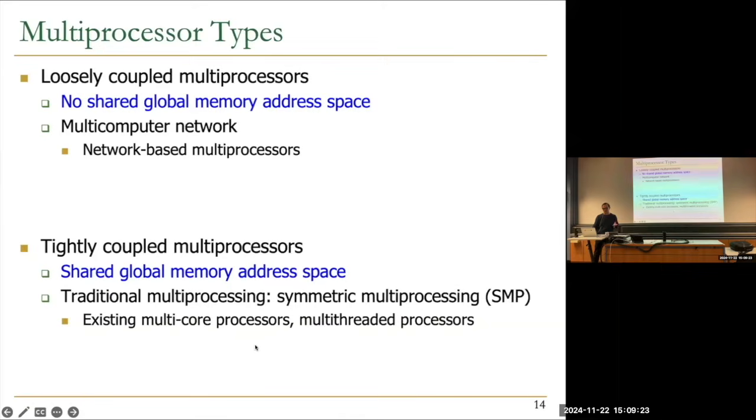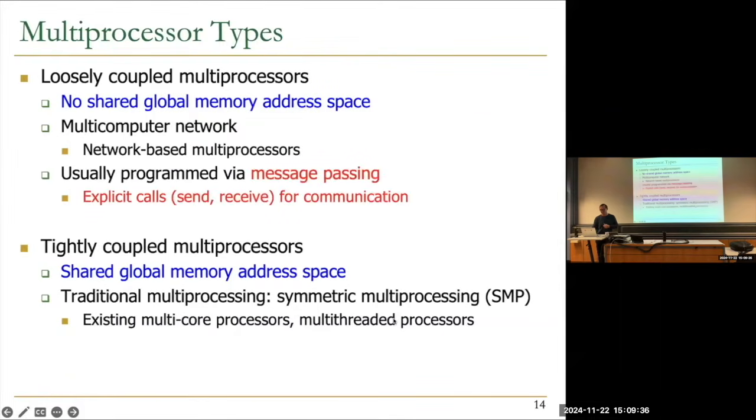Okay, so this is more traditional multiprocessing. We're going to focus more on the tightly coupled part. It's also called symmetric multiprocessing. I don't like that name that much, because what does symmetric mean? It assumes something. Essentially, existing multi-core processors or multi-threaded processors are this way. Loosely coupled multiprocessors are usually programmed via message passing. You send explicit calls, send and receive, for communication. This doesn't have to be the case, because programming is actually different from whether or not you have a global memory address space. But let me talk about this first, and then I'll clarify that.